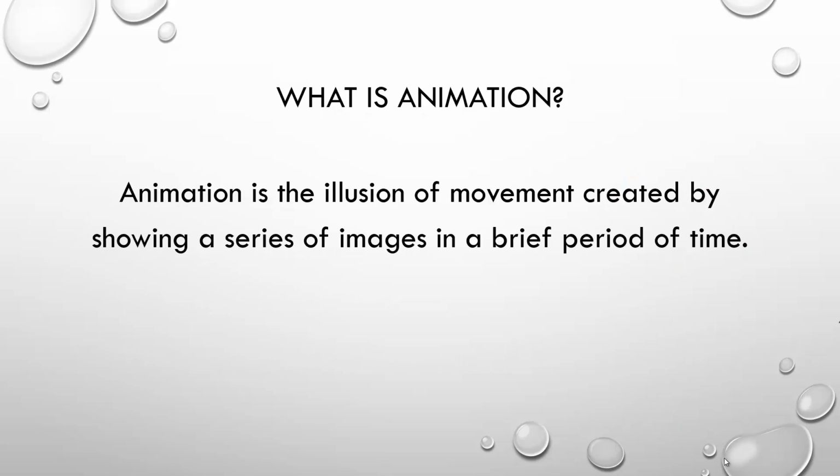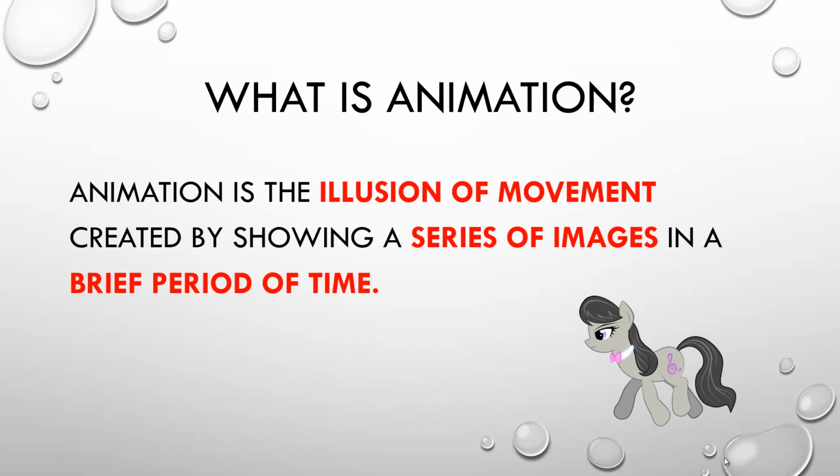What is animation? Animation is defined as the illusion of movement created by showing a series of images in a brief period of time. Let's break this definition into three parts. First, animation is an illusion of movement, which means that it is not a real movement, it is an illusion of movement. And this illusion of movement is created with the help of a series of images, which means that we need more number of pictures.